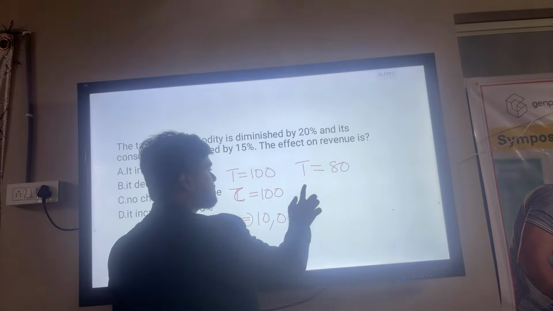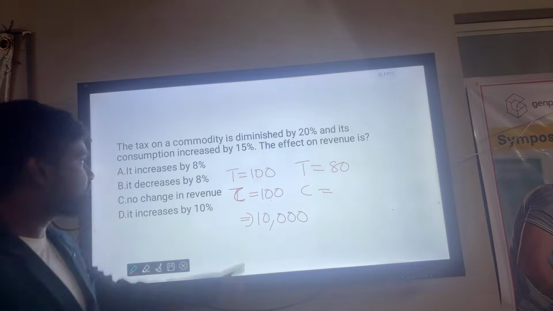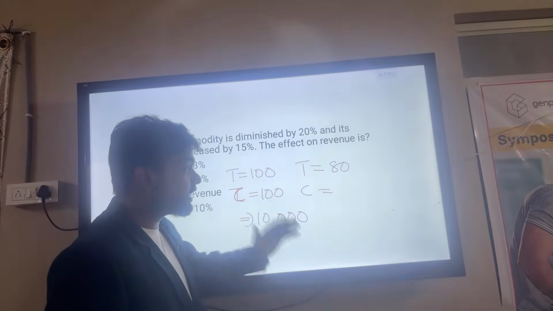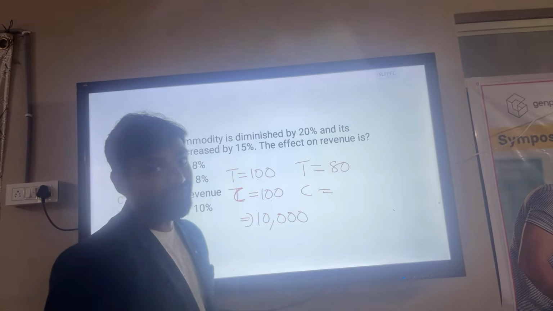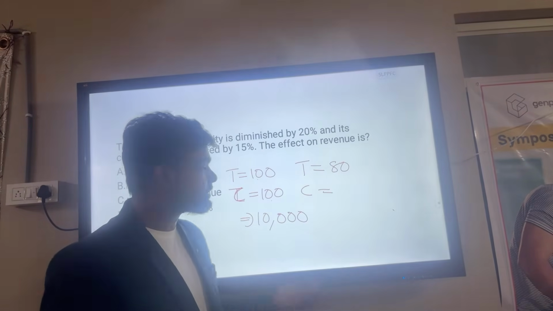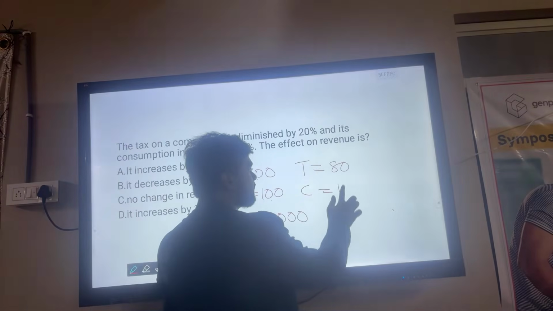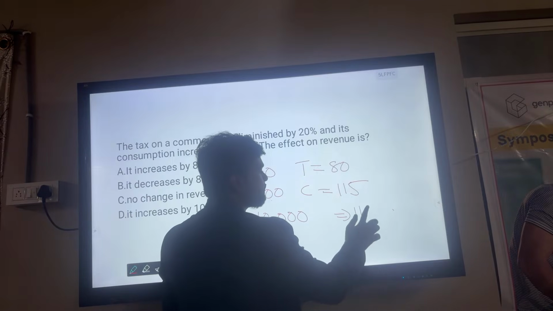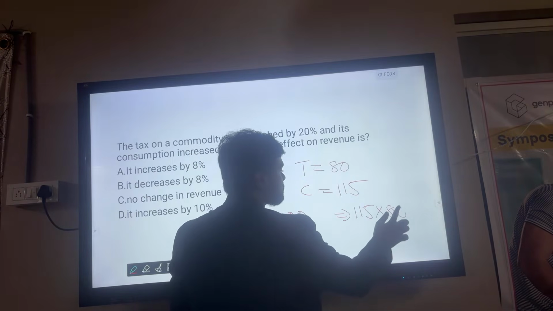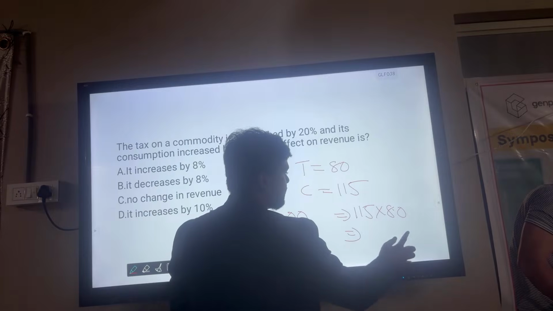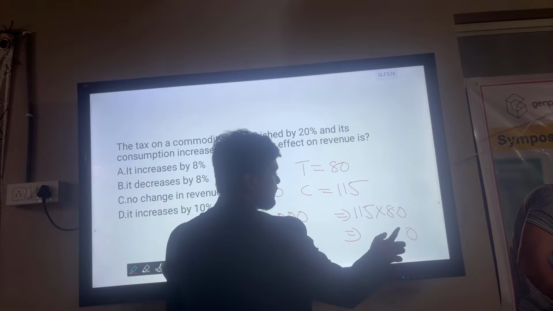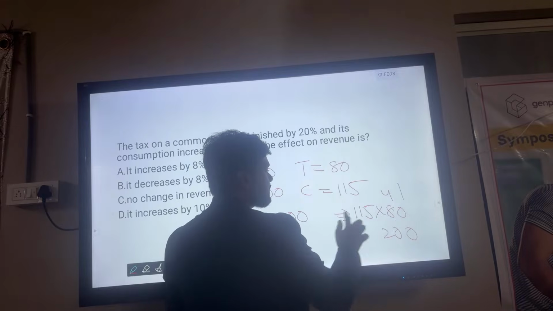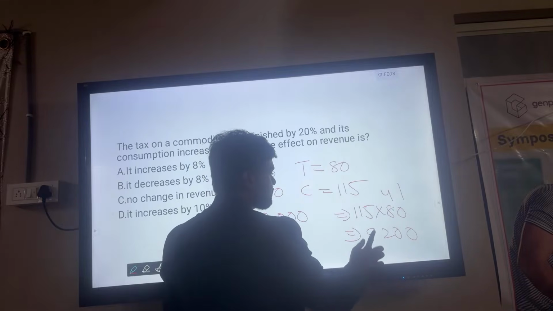And the consumption is increased by 15%. Consumption actually 100. 15% increased. In 100, what is the 15%? Obviously 15. 100 plus 15, nothing but 115. And the total revenue now is 115 into 80. What is the value? 8 5s are 40. 4, 8 1s are 8, 8 plus 4, 12. 8 1s are 8, 8 plus 1, 9.